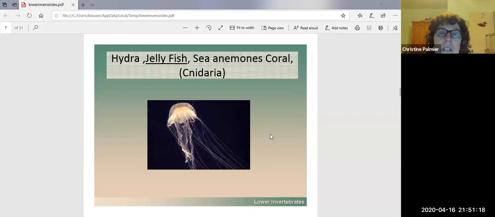Here's a picture of a jellyfish. Okay, this is of course the medusa form that moves. It has many tentacles. Okay, and it's also in phylum Cnidaria. You do need to know the phylum names.